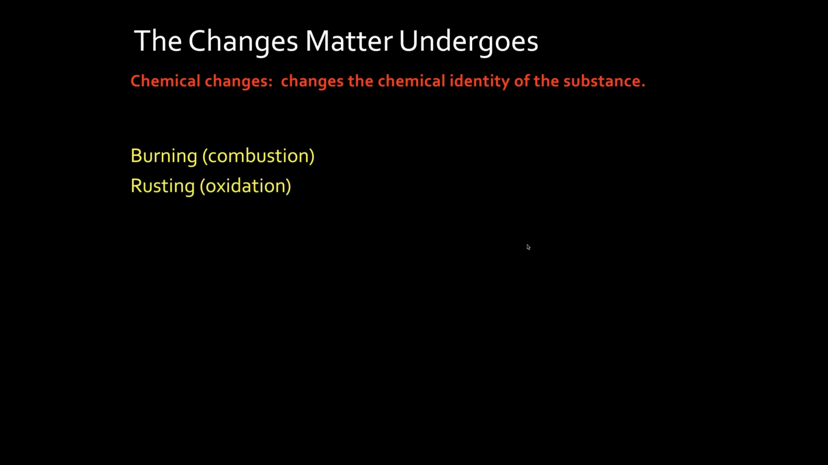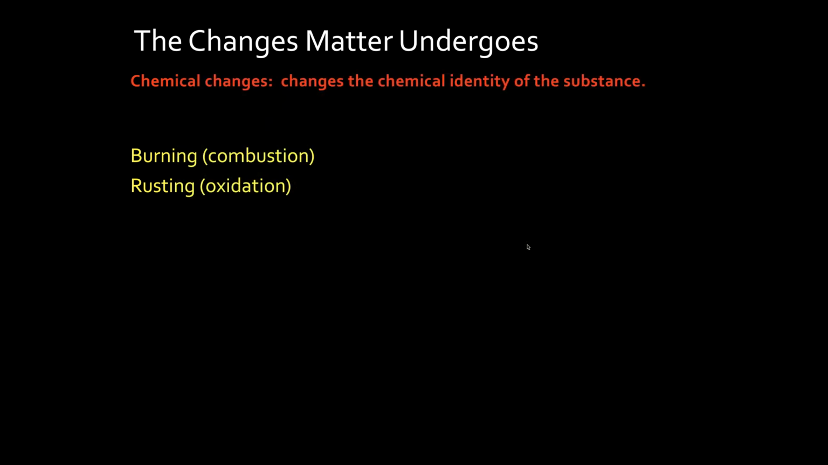Rusting. Whenever a metal rusts, what happens is it's losing electrons to oxygen, forming a metal oxide. In the case of iron, iron forms iron oxide. Now, iron oxide is not iron. It is basically a compound made of iron and oxygen, and its properties are different. For example, iron can be attracted to a magnet, but iron oxide cannot be.